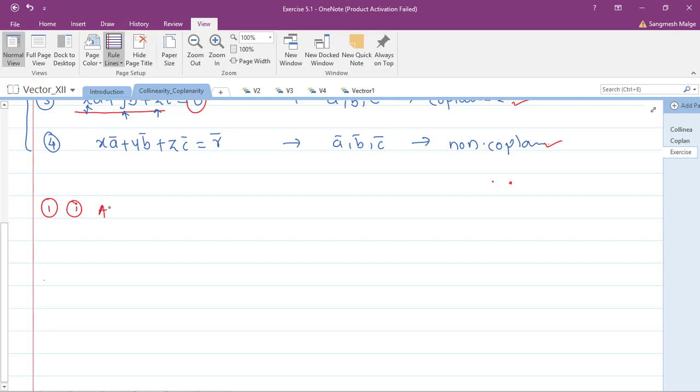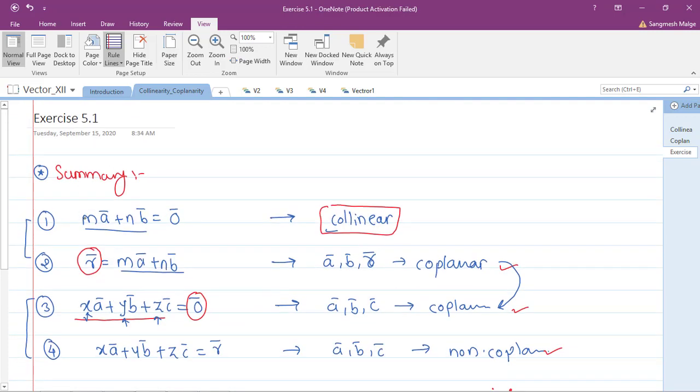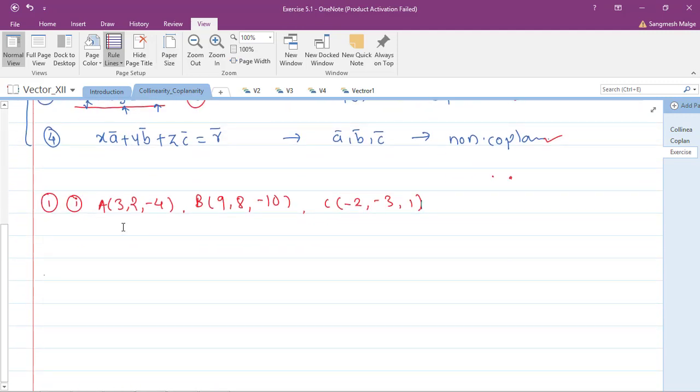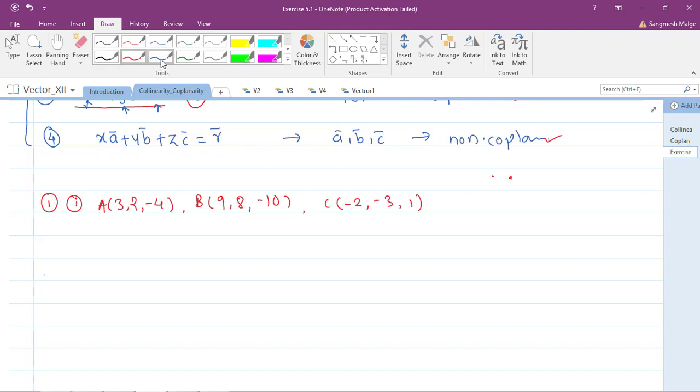Point A is (3, 2, -4), point B is (9, 8, -10), and point C is (-2, -3, 1). So these are the 3 points. We have to show that these 3 points are collinear. What is the condition for collinearity? The linear combination should be equal to 0, or you can say the vectors should be scalar multiples of each other. So let's find out the vectors associated with these points.